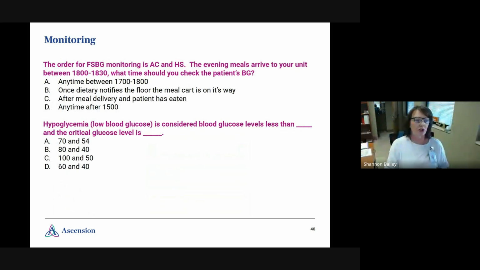Okay, next question. The order for fingerstick blood glucose monitoring is AC and HS. The evening meals arrive to your unit between 1800 and 1830. What time should you check the patient's blood glucose? Is it A, any time between 1700 and 1800? B, once dietary notifies the floor the meal cart's on its way, C, after meal delivery and the patient has eaten, or D, any time after 1500?